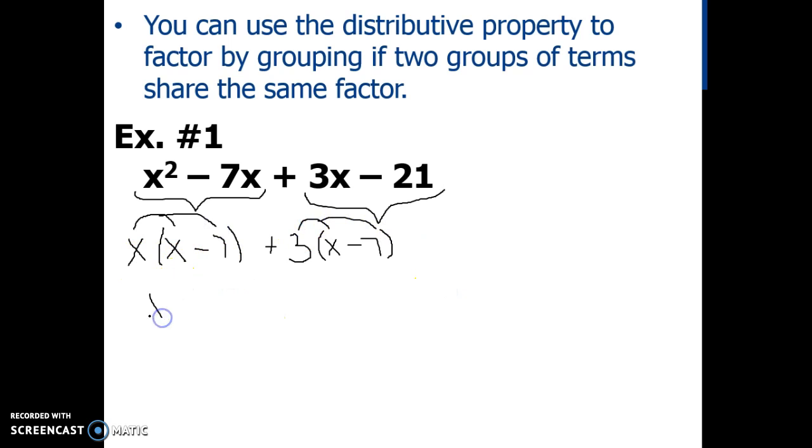X times x gives me x squared. X times negative 7 gives me minus 7x. Hey, look, that's what I started with up here. 3x minus 21. Hey, look, that's what I started with up here. So we can always check our work by distributing back through, and it's probably a good idea to do to make sure we know what's going on.